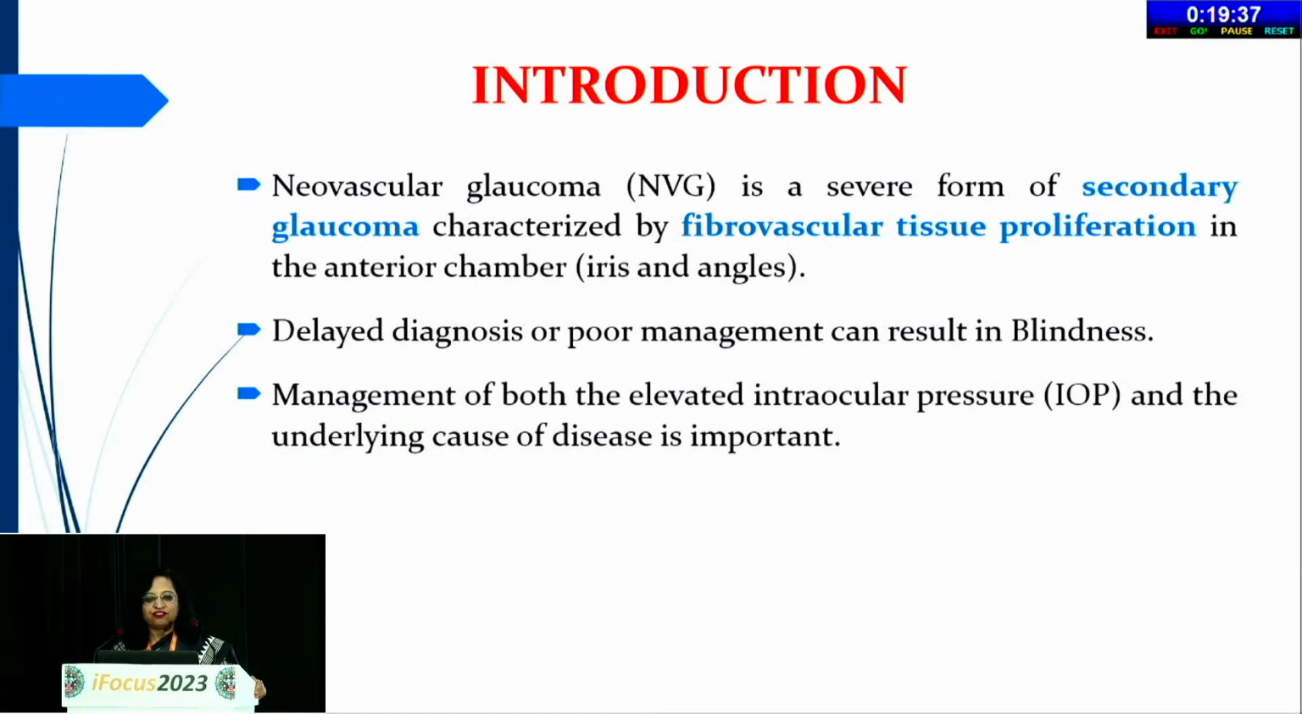So the introduction is like a definition of anything. Neovascular glaucoma is a severe form of secondary glaucoma, which is characterized by fibrovascular proliferation into the anterior chamber, where delay in the diagnosis or treatment can result in blindness, and we have to treat the raised intraocular pressure as well as the cause of the disease.